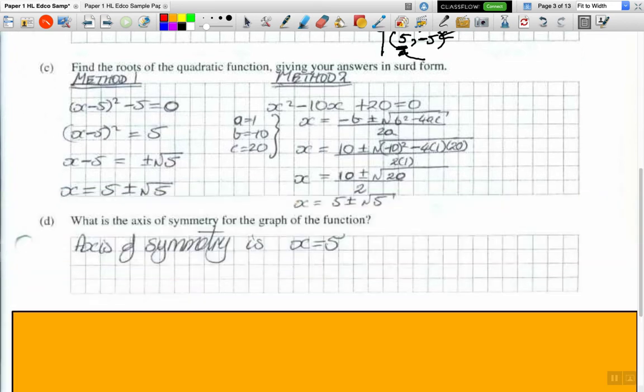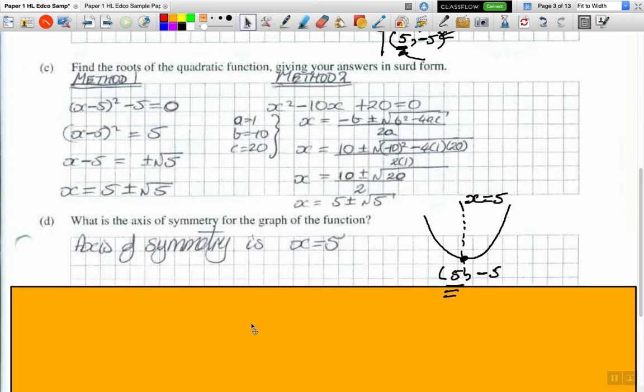People asked about D. Well, I'll reiterate what I said above. What do we have? We have a positive quadratic, so it's a happy face quadratic. What do we know about this? We know that the minimum point is (5, minus 5). We know the axis of symmetry is that line there, which is a vertical line. If it's a vertical line, it has an equation x equals. What is x equal to? It's x equal to 5. You have to learn that vertical lines are x equals lines, and then we've finished that question.